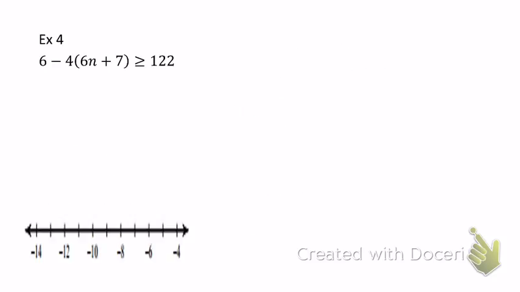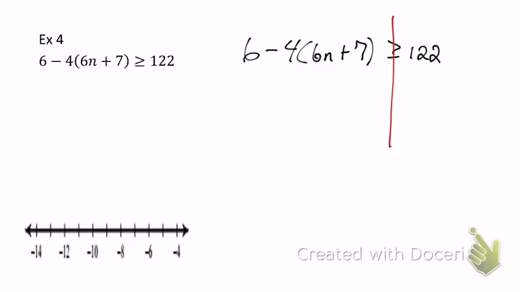Okay, so this one, we've got a little bit of distributing that's going to happen on this. So we've got 6 minus 4, parentheses 6n plus 7 is greater than or equal to 122. I'm going to start by drawing my line. And I can see my left side's a piece of work and my right side's just that 122. So I'm going to just leave that 122 alone until I'm done simplifying the left side.